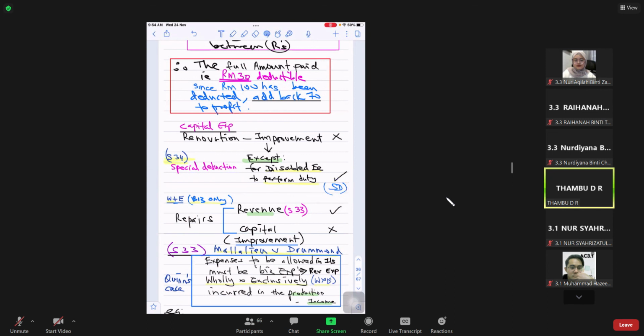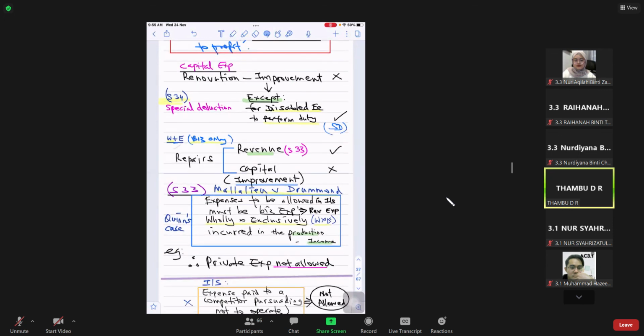So let's say the disabled employee wants to walk up the stairs, and they put a railing at the side to hold and walk. They do some special thing, or they create a lift for the disabled employee to move up the stairs. So anything that you do for a disabled employee, if you do renovation of a building that is suitable for the disabled employee to perform duty, we allow that. The capital expenditure is allowed in the income statement under something called special deduction. This is special, only for disabled. If you are a normal employee, we don't allow that. Improvement not allowed except for disabled, but single deduction.